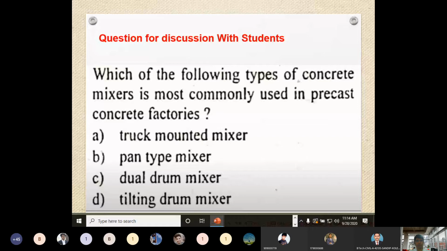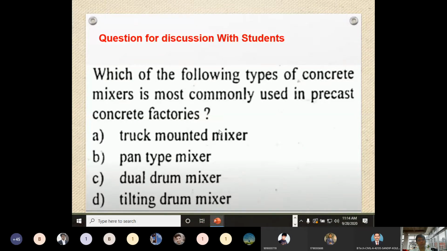Hello? Give me the justifications for your answer. Why is the pan type mixer generally used in precast concrete factories for mixing the concrete? Your answer is correct, pan type mixer is correct, but give me the justification.